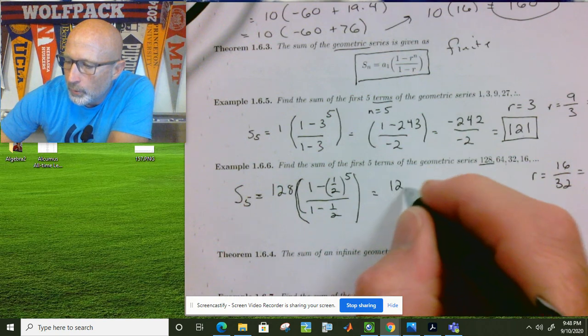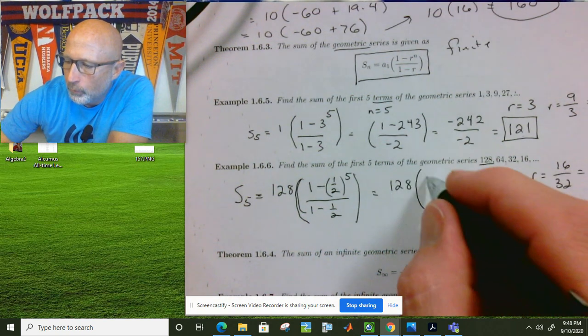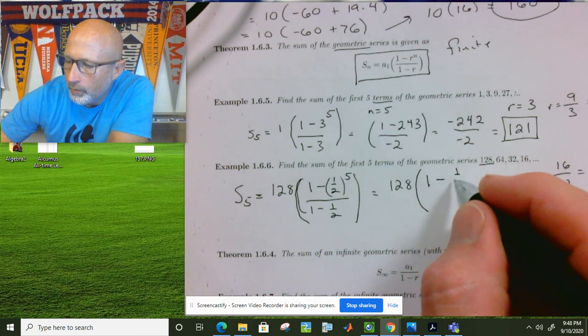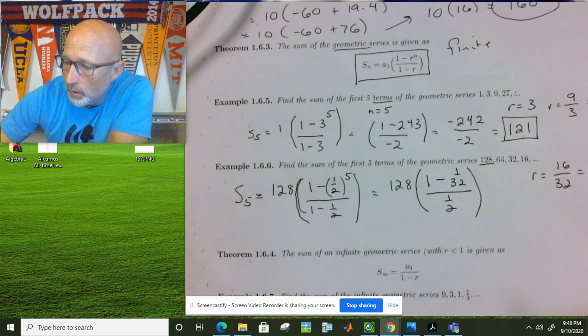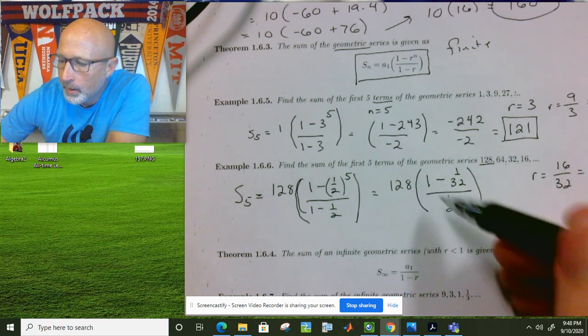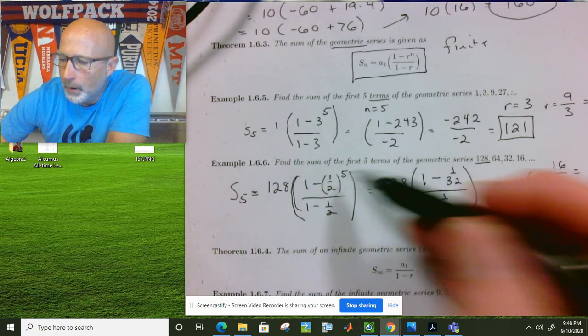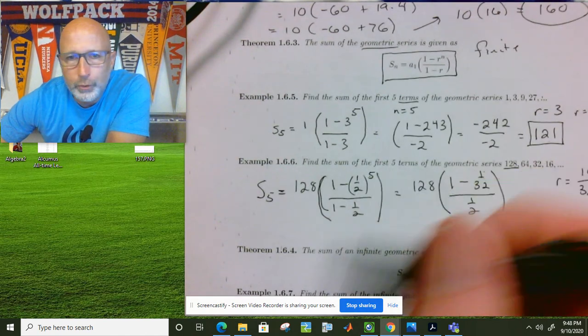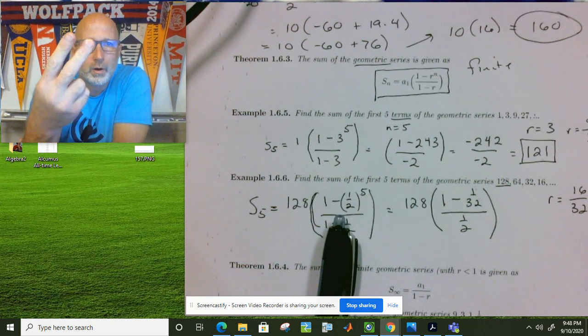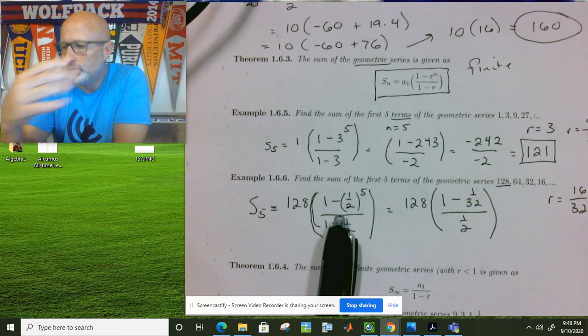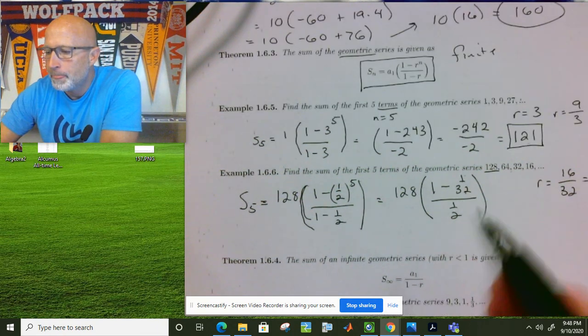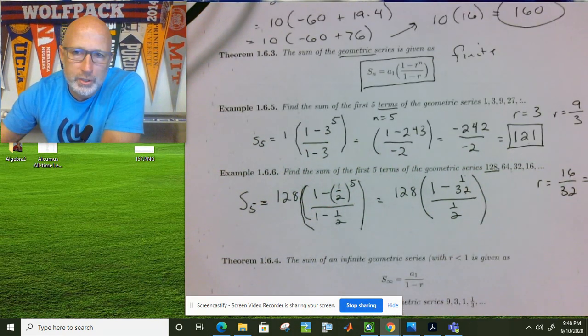So this is 128 times 1 minus 1 over 32, all over 1/2. Okay. 1 to the 5th power is 1. 2 to the 5th power: 2, 4, 8, 16, 32. 2 to the 5th is 32, which is where I came up with that. And then 1 minus 1/2 gives you 1/2.